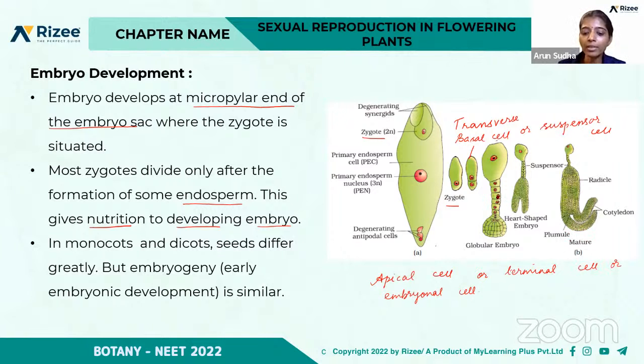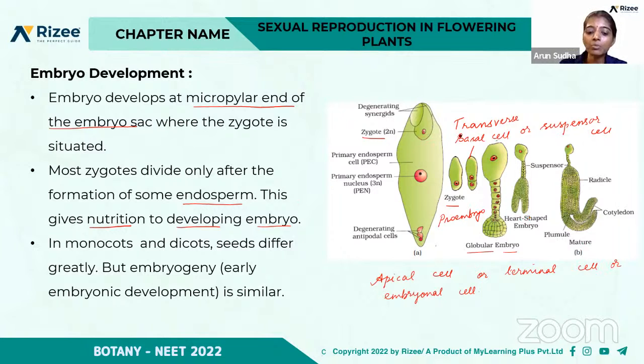So this embryonal cell divides mitotically to form a proembryo. So first it forms a proembryo, which then forms a globular embryo. Then it forms a heart-shaped embryo, which is converted into one mature embryo. So here what happens? That is, there occurs a mitotic division in the embryonal cell. So it leads to the formation of proembryo, globular embryo, heart-shaped embryo, and mature embryo.